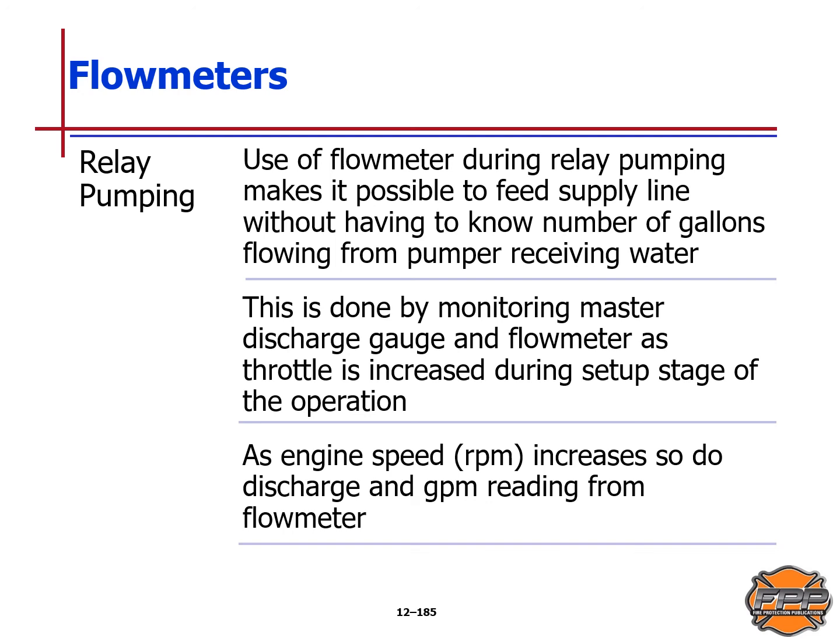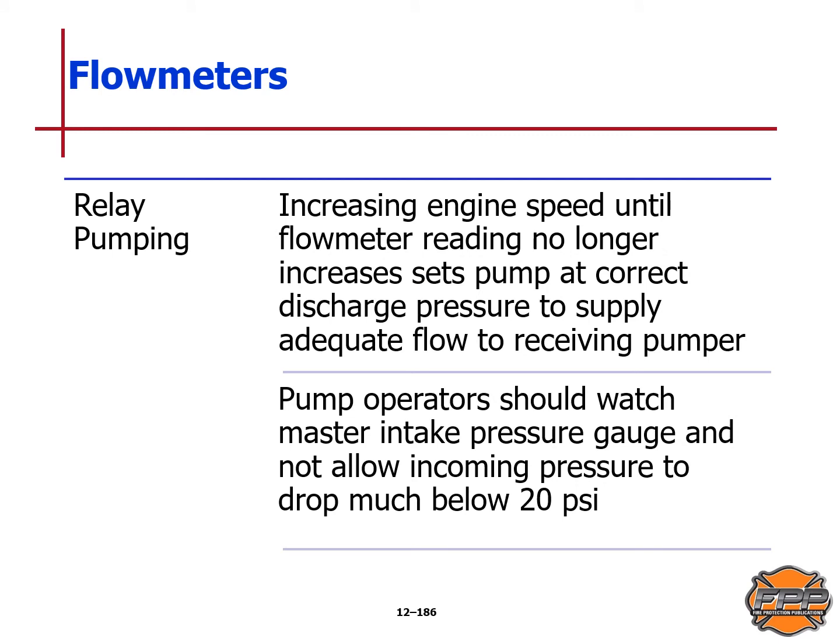As the engine speed or RPM increases, so do discharge pressure and gallons per minute reading from the flow meter. With relay pumping, increasing engine speed until the flow meter reading no longer increases sets the pump at the correct discharge pressure to supply adequate flow to the receiving pumper. Pump operators should watch the master intake pressure gauge and not allow incoming pressure to drop much below 20 psi.